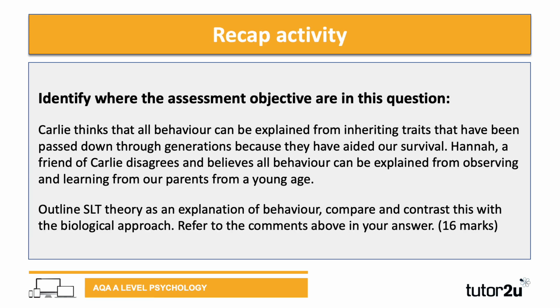So in terms of recap activity from the last section of this Introduction to Psychology A-Level course, I want you to have a read of this question here, and I want you to identify where the assessment objectives are in this particular question. So feel free to pause the PowerPoint, have a read and have a think, where are those AO1, AO2 and AO3 signifiers within this question?